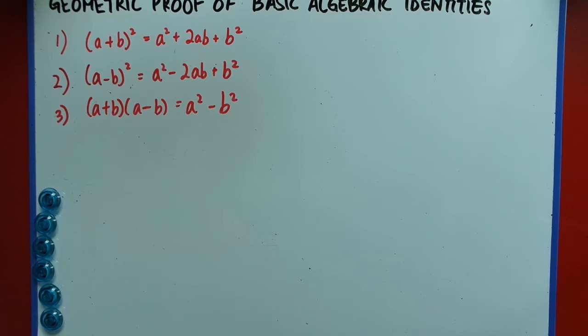Alright, today's lesson is going to be an interesting one. We're going to do the geometric proof of basic algebraic identities. So what are these basic algebraic identities I'm referring to? They're listed on the board here. So there are three of them.